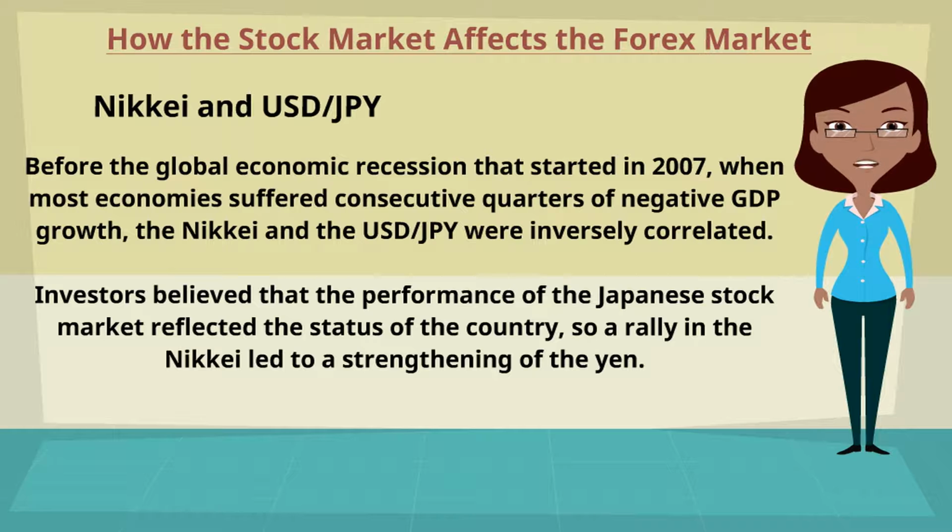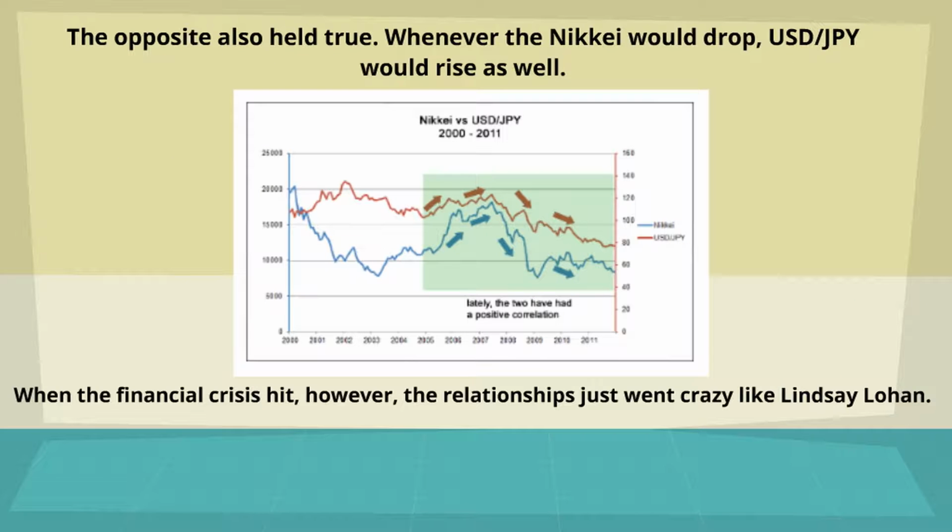Before the global economic recession that started in 2007, when most economies suffered consecutive quarters of negative GDP growth, the Nikkei and the US dollar to Japanese yen were inversely correlated. Investors believed that the performance of the Japanese stock market reflected the status of the country, so a rally in the Nikkei led to a strengthening of the yen. The opposite also held true. Whenever the Nikkei would drop, US dollar to Japanese yen would rise as well.